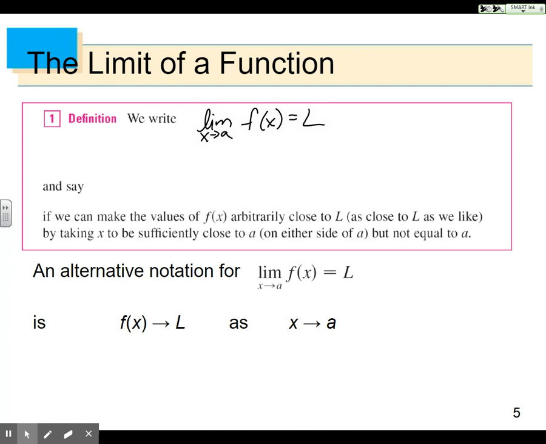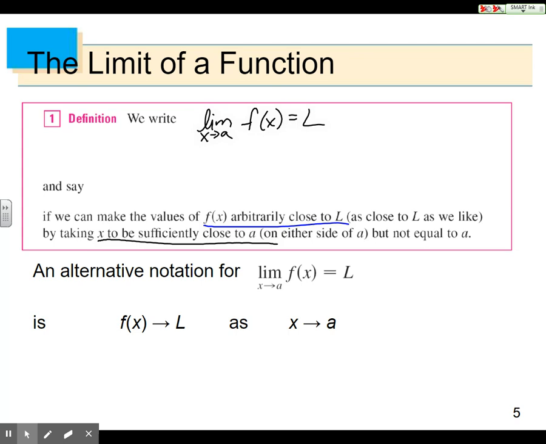And we say that if we can make the values of f of x be arbitrarily close to L. So what we saw a while ago was that f of x was getting close to 4. What's close to 4? Well, let's say 3.99 is pretty close to 4. It's just however close you would like to get it. And we did that by making it so my x got sufficiently close to a. So x was getting close to 2 a while ago whenever I was able to find that limit was 4.